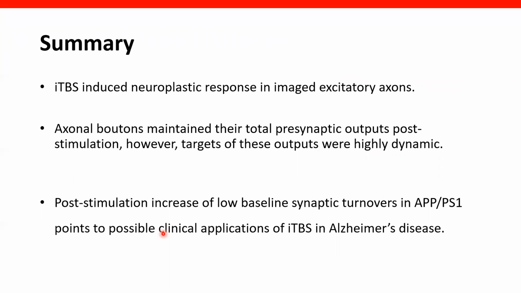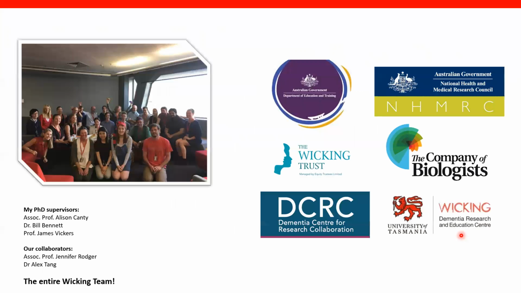Overall, I showed you that low-intensity intermittent theta burst stimulation can induce a neuroplastic response in our imaged excitatory axons. The axonal boutons that we imaged maintain their total presynaptic outputs post-stimulation. However, the targets of these outputs were highly dynamic. And the post-stimulation increase of the low baseline synaptic turnover in the APP-PS1 points to possible clinical application of intermittent theta burst stimulation in Alzheimer's disease.